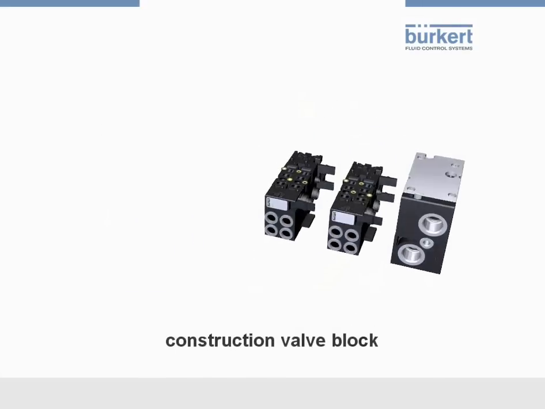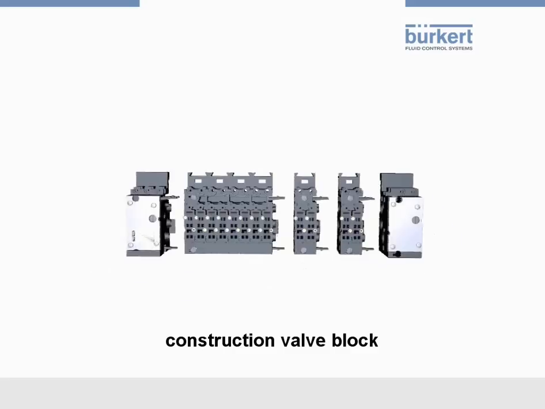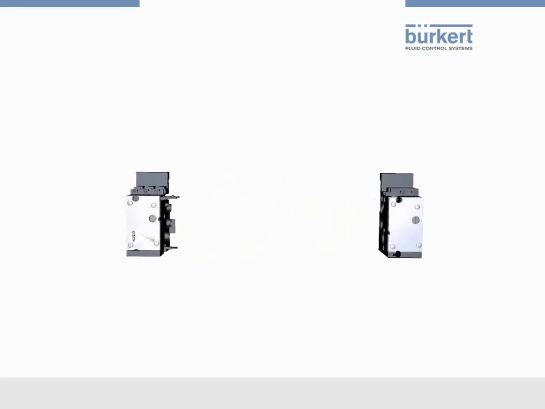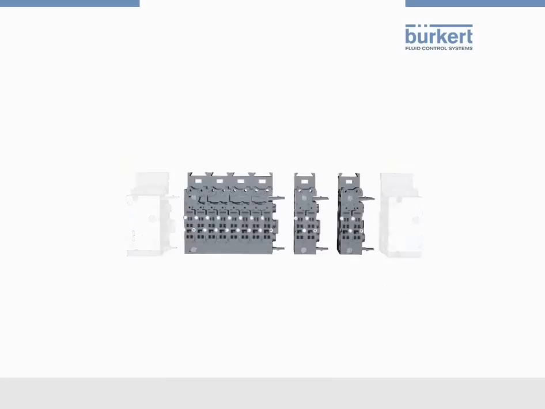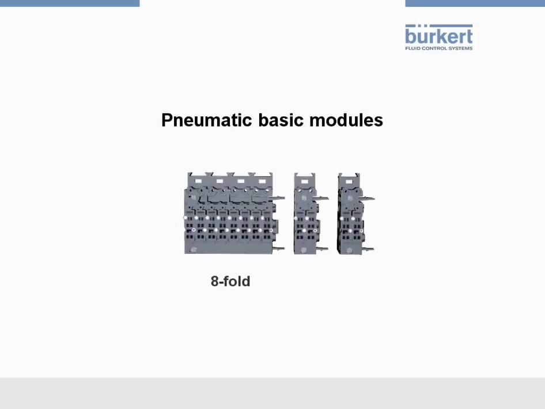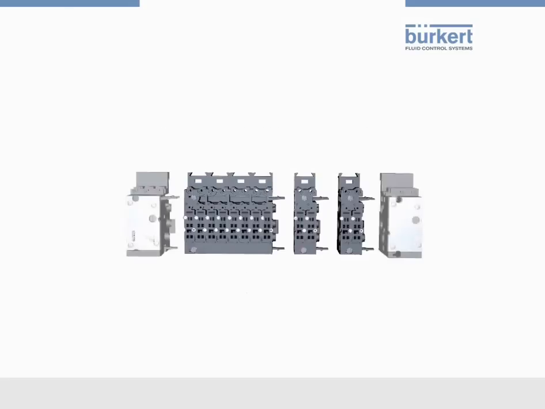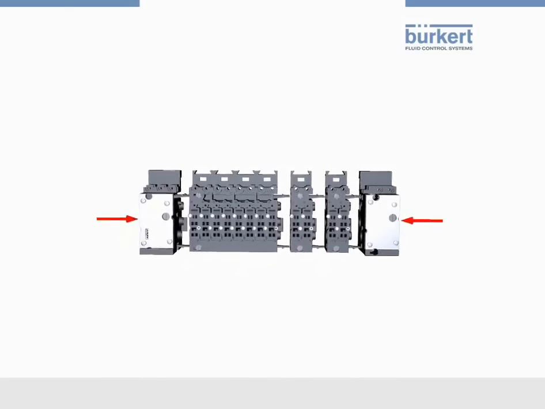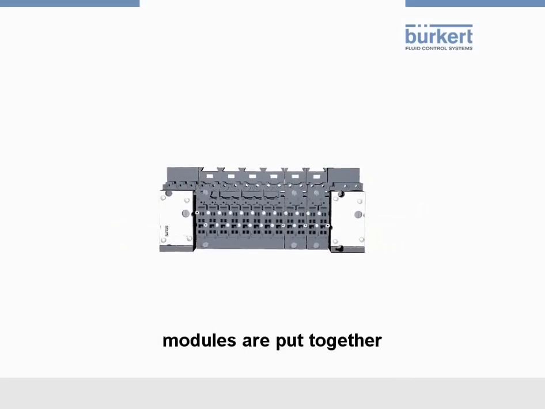Now let's take a look how a valve block is constructed. At first, we see the left and right pneumatic supply. Both modules guarantee a common supply to the valves with compressed air and the venting. Here you see the pneumatic basic modules in different sizes. The 8-fold basic module and the 2-fold basic module, where the valves can be mounted later on. The pneumatic supply modules and the pneumatic basic modules are put together and connected to each other by a simple clicking action.